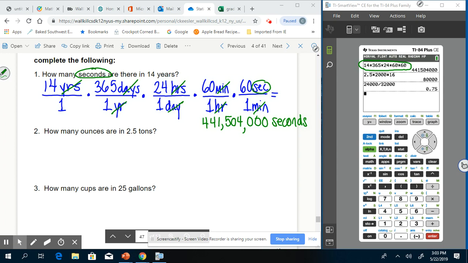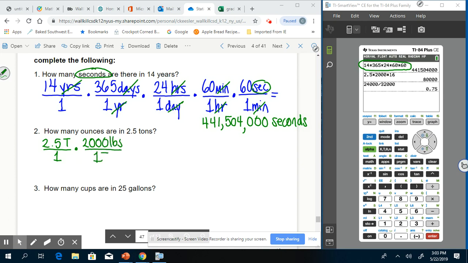and we want to convert tons to ounces. So that's where you're going to be using the measurement conversions from up top. So we're starting with 2.5 tons. So we have 2.5 tons over 1. And then you should see that from the top conversions, it gives us that 1 ton is equivalent to 2,000 pounds. Now we need tons in the denominator, so they cancel out.